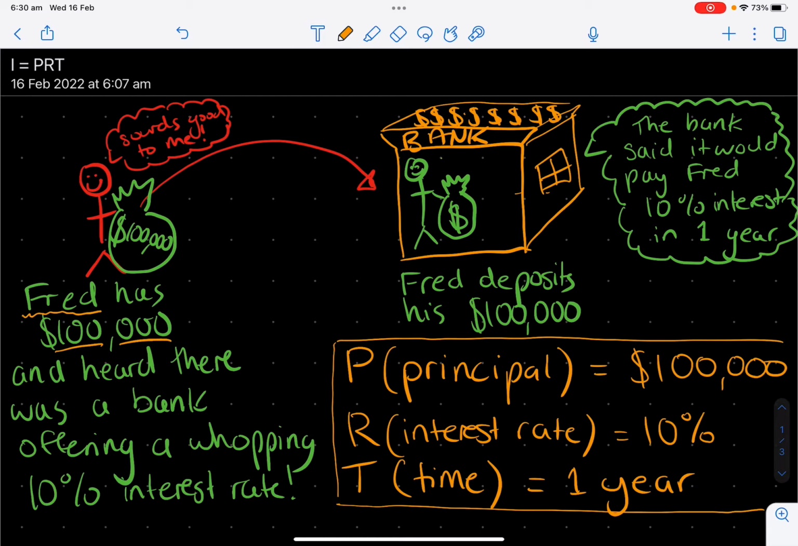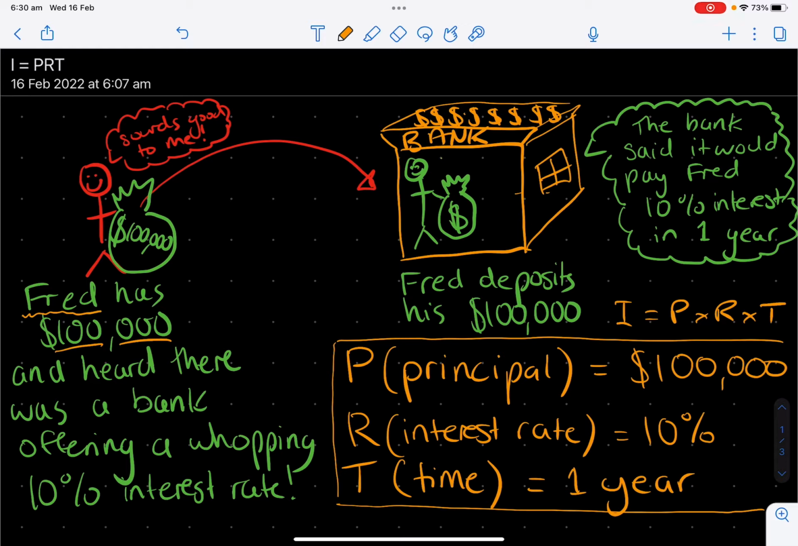So Fred decided to deposit his $100,000 in the bank, and the bank said it would pay Fred his 10% interest in 1 year's time. So time had to first pass, but before we go to the next slide, let's first just look at this formula. Interest equals principal times rate times time.